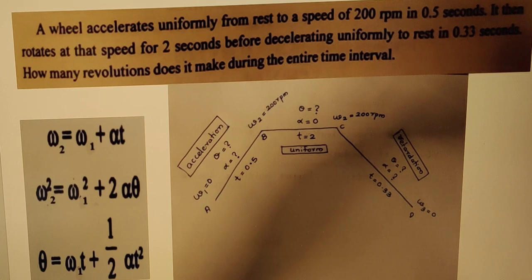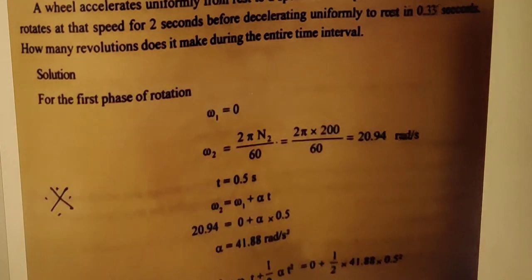It then rotates at that speed for 2 seconds before decelerating. So in the second case, it is undergoing uniform motion for 2 seconds. At that time, velocity is constant throughout, so velocity at B and C is the same, 200 rpm. Then it starts decelerating and comes to rest in 0.33 seconds. From C to D, initial velocity is 200, final velocity is 0, and time taken is 0.33 seconds. Now we have to apply the equations of motion to calculate the total revolutions made.